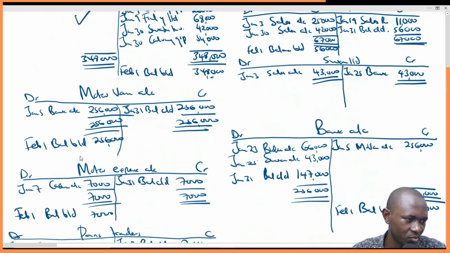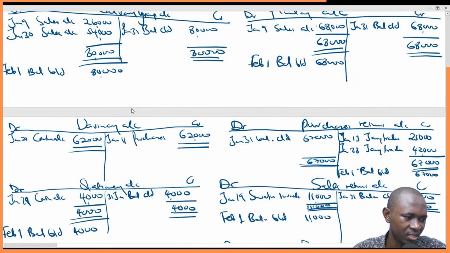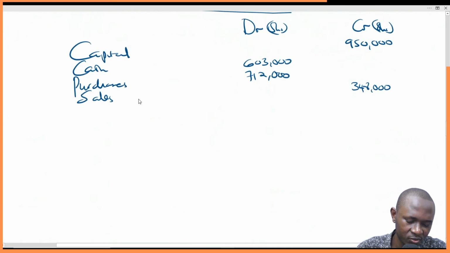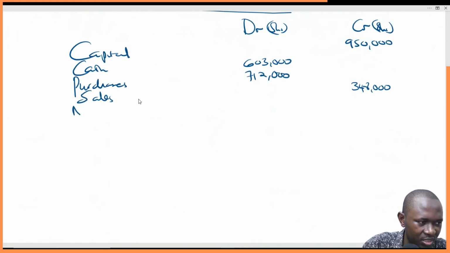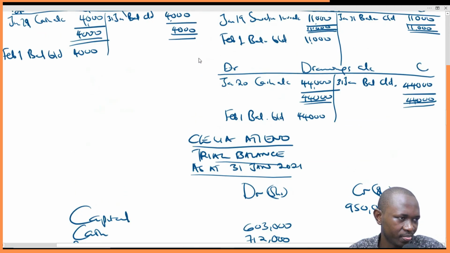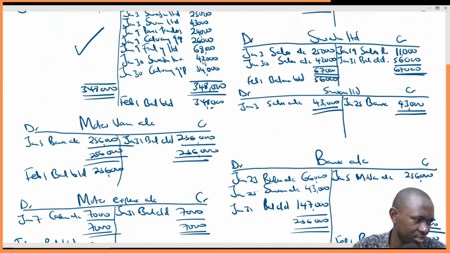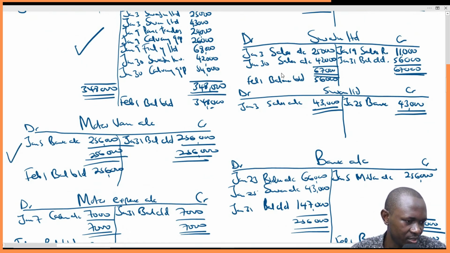Now let's go to motor van account. Motor van 256,000 on the debit side. So motor van 256,000 on the debit side, like that. So we are done with the motor van. Let's just give ourselves a tick to show that we are done.